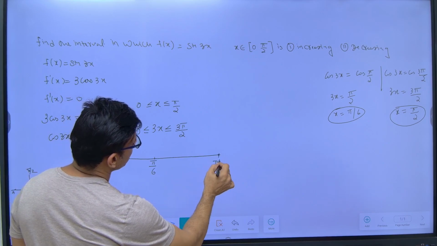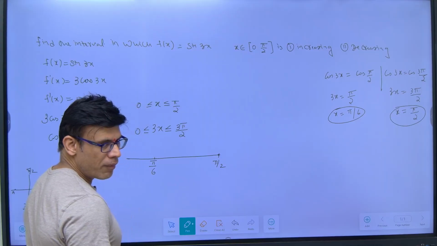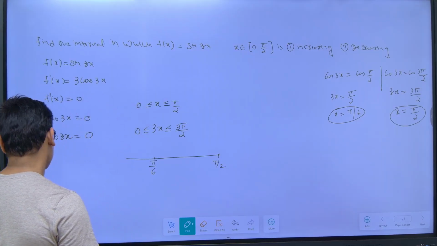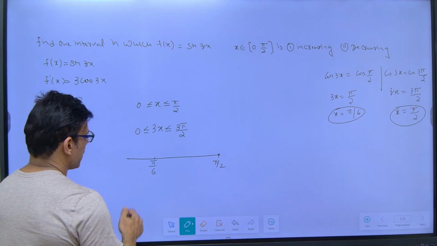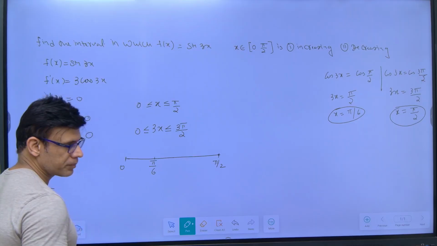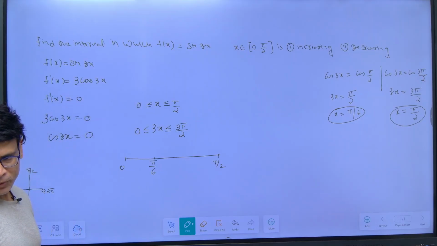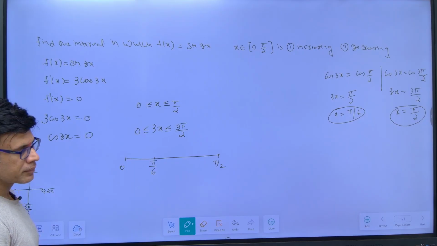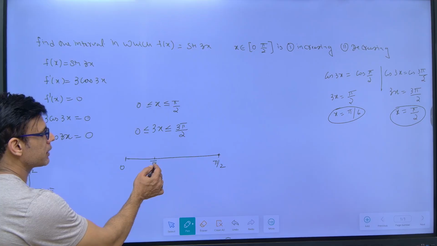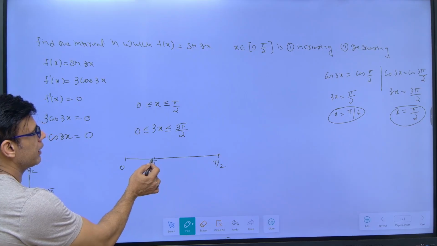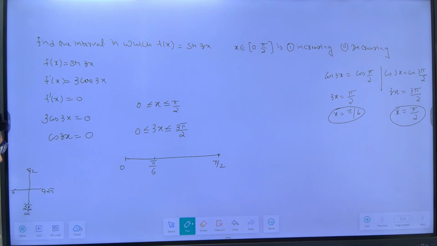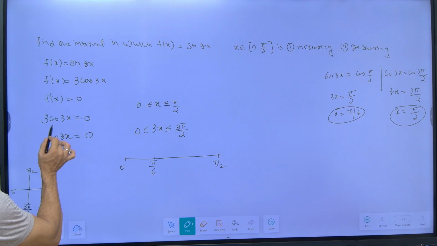Understood or not? And this is 0. From 0 to pi by 2 only we are going. Pi by 6 is 30 degrees. Take any value less than 30 degrees, let's say 15 degrees, and substitute in f dash x.